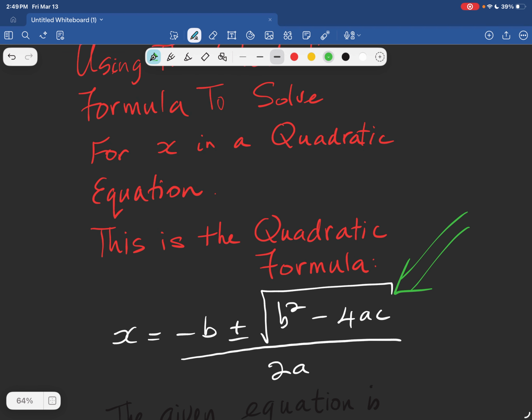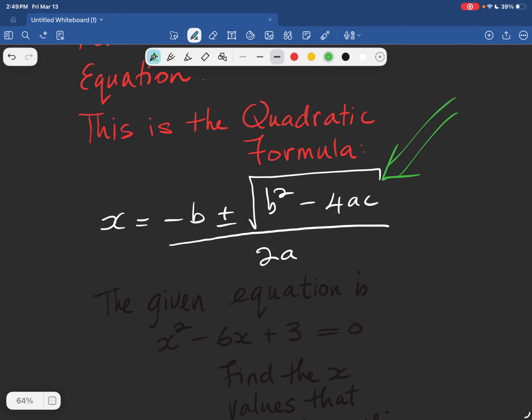It says x equals negative b plus or minus the square root of b squared minus 4ac, which is called the determinant. Actually, it's called a discriminant. My bad. And all of that must be divided by 2a.